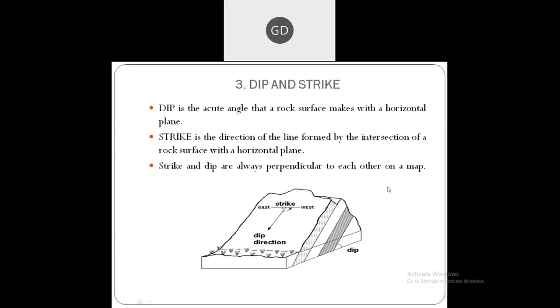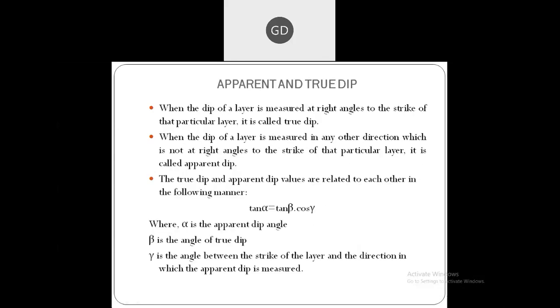This strike and dip are always perpendicular to each other on the map. So next, what are the different types of dips? There are two types of dips, that is apparent and true dip. Another type of dips is also there. So the first, important one is your apparent and true dip.